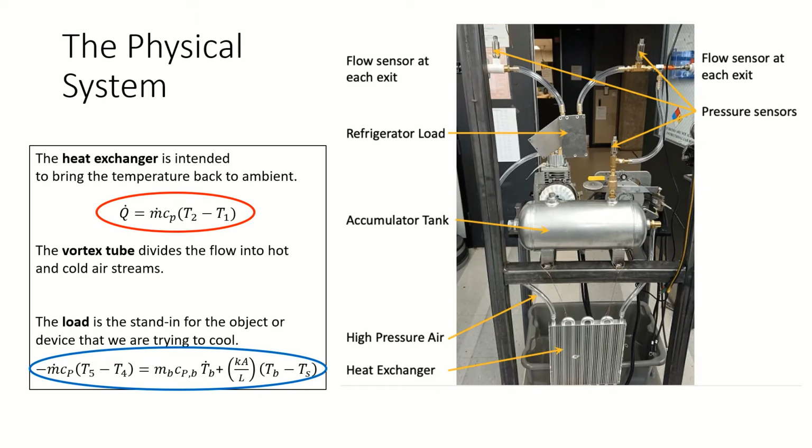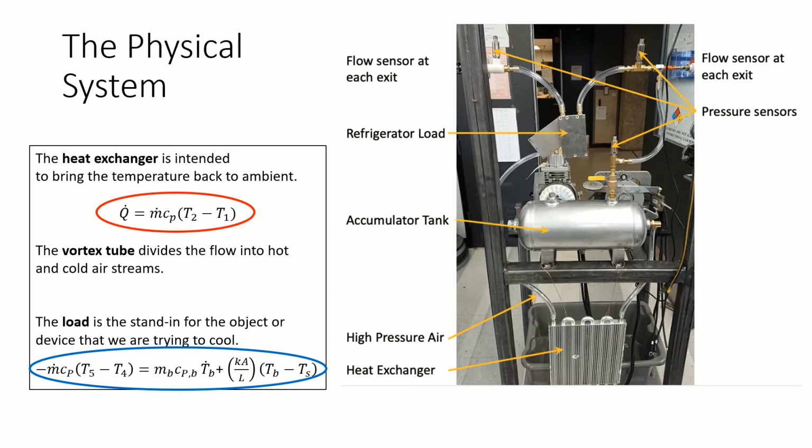The figure on the right shows the physical system utilized in this lab. However, the points of interest were the heat exchanger, the vortex tube, and the refrigeration load. The heat exchanger is intended to bring the temperature back to ambient temperature. Here we assume the tube diameter is constant, there is negligible change in height, and we can ignore the major and minor losses. The heat rate is given by the equation circled in red.